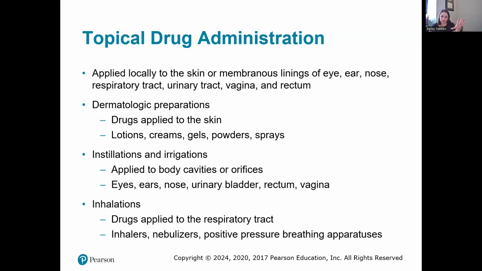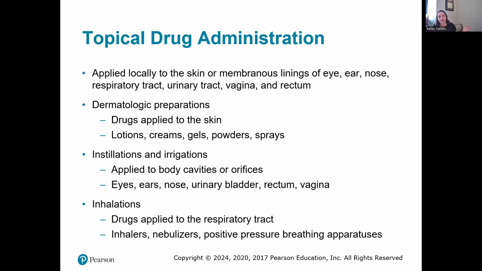So now we have topical. Topical is our dermatological preparations. So this is our lotions, creams, gels, powder. What do you need when you go to apply these? You better wear gloves, because whatever you touch, if you don't wear gloves, you're getting absorbed too. Our instillations and our irrigations, which means drop by drop, are to our body cavities: our eye drops, our nose sprays, and we can have rectal, vaginal, and bladder irrigations. Once again, wear gloves, especially if it's rectal or vaginal.